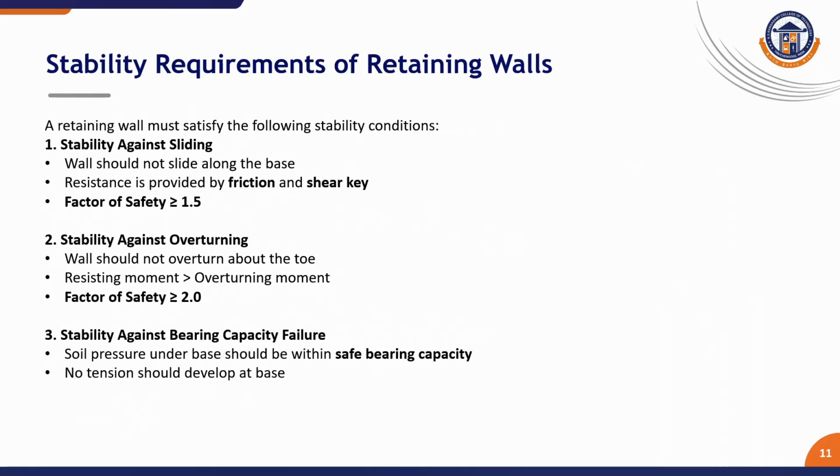A retaining wall must satisfy three main stability checks. Stability against sliding: the wall should not slide along the base. Resistance comes from friction and shear key. The factor of safety should be 1.5. Stability against overturning: the wall should not overturn about the toe. Resisting moment over overturning moment, the factor of safety should be 2. Stability against bearing capacity failure: soil pressure under the base must be within safe bearing capacity and no tension should be developed.